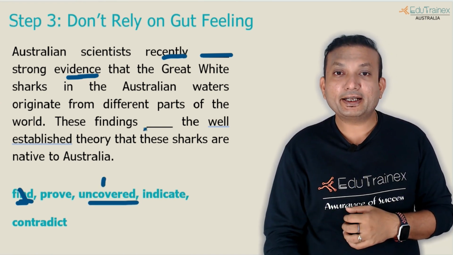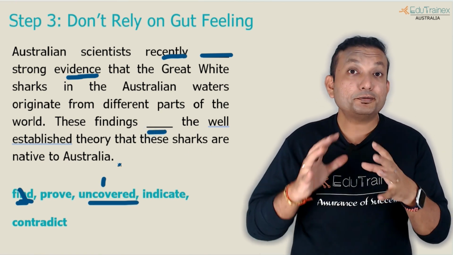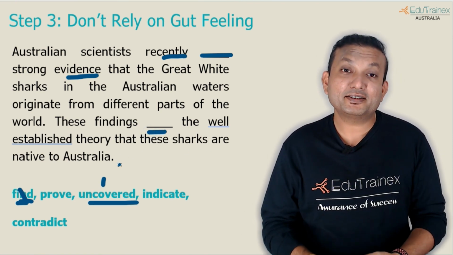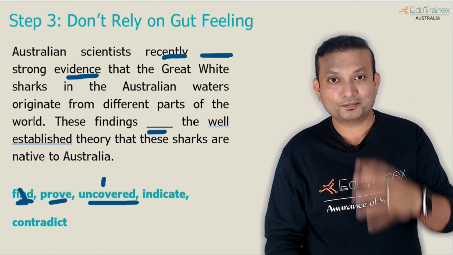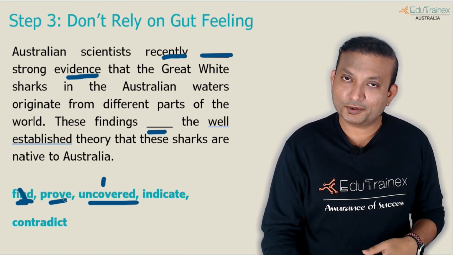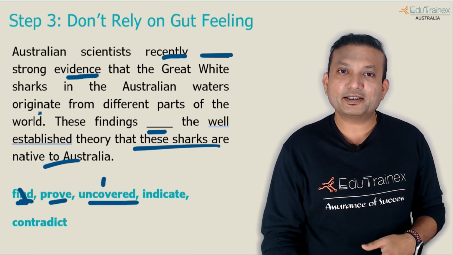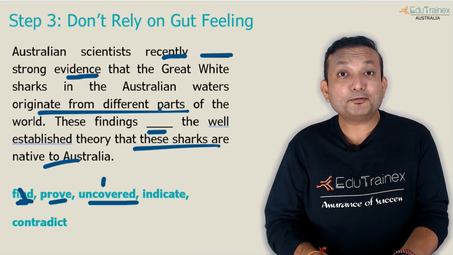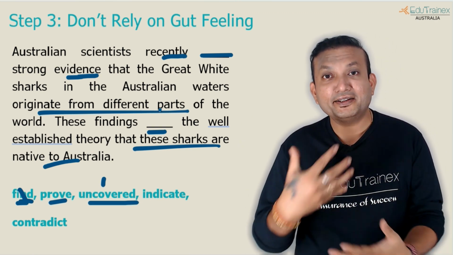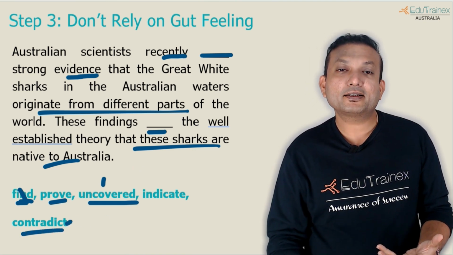And these findings dash the well-established theory that the sharks are native to Australia. Now, if you don't understand these two sentences properly, you may straight away choose this word, prove. Okay, these findings prove the well-established theory, but you did not see that they are talking about opposite things. One is saying that they originate from different parts of the world. The other sentence is saying that they are native to Australia. So they are contradictory in nature, opposing. So the best word that can be used over here is this particular word.